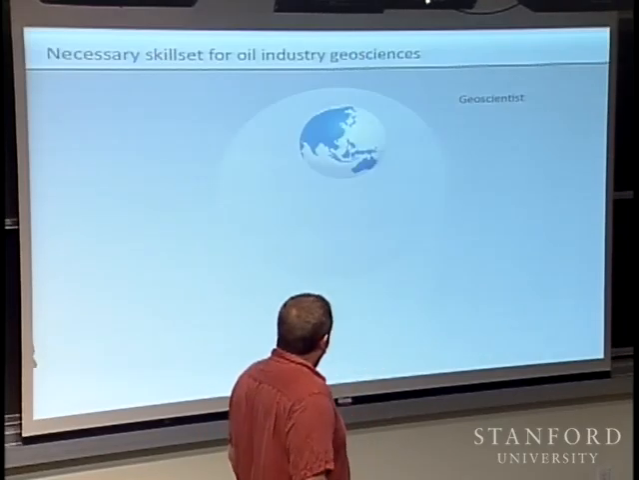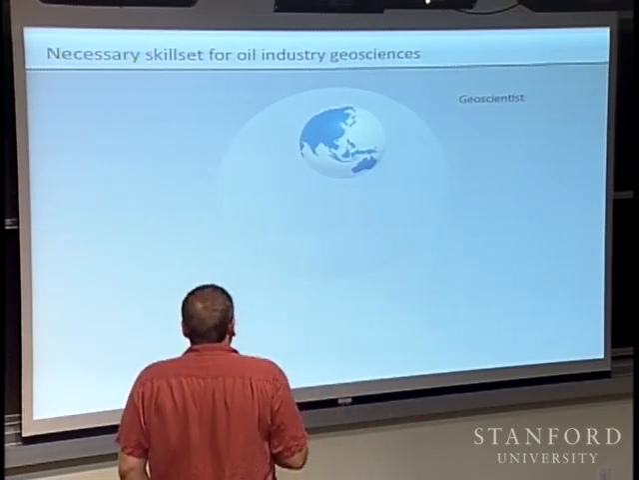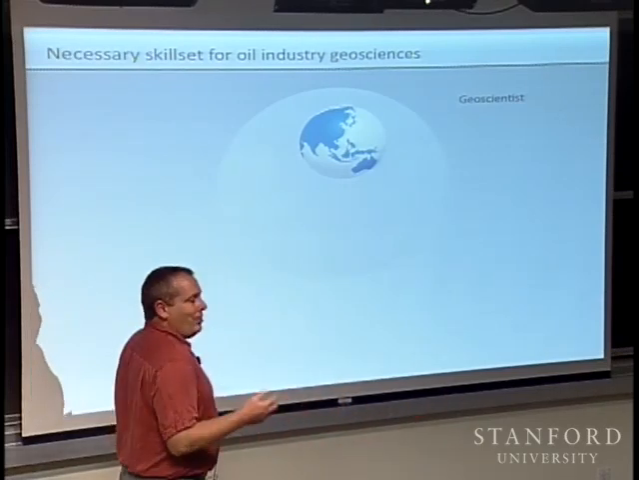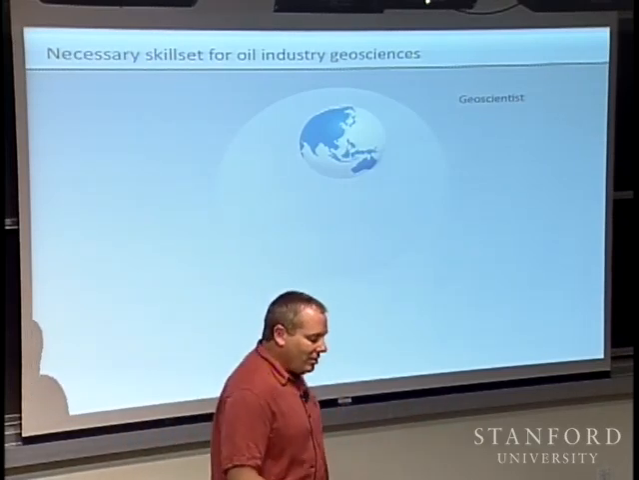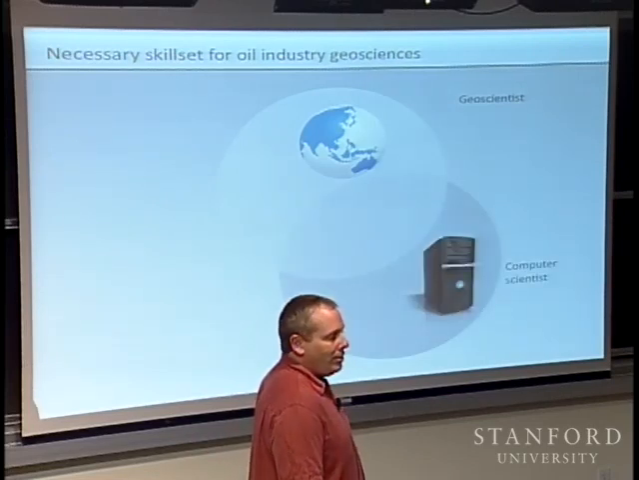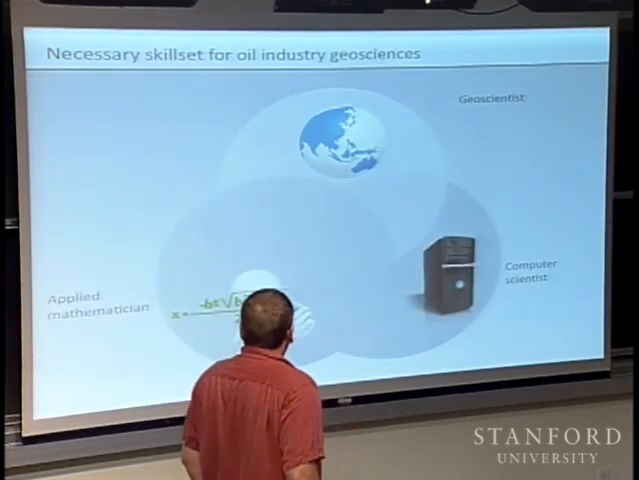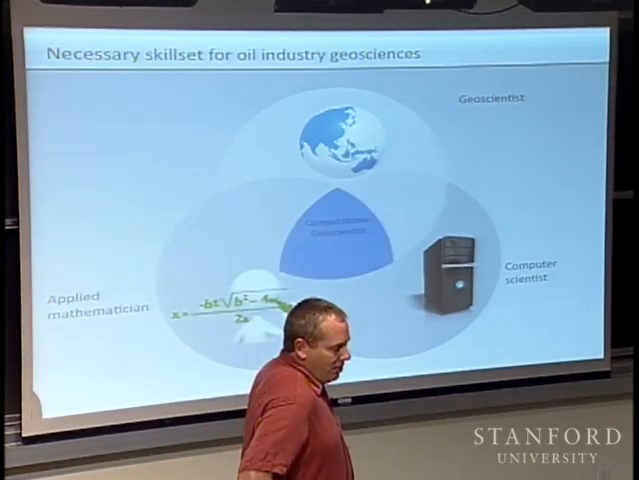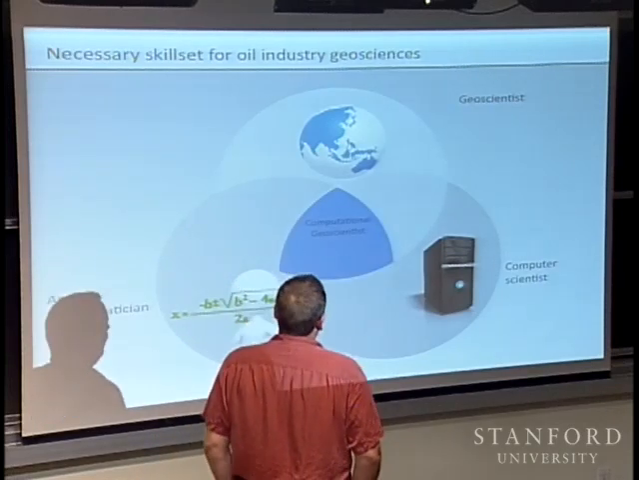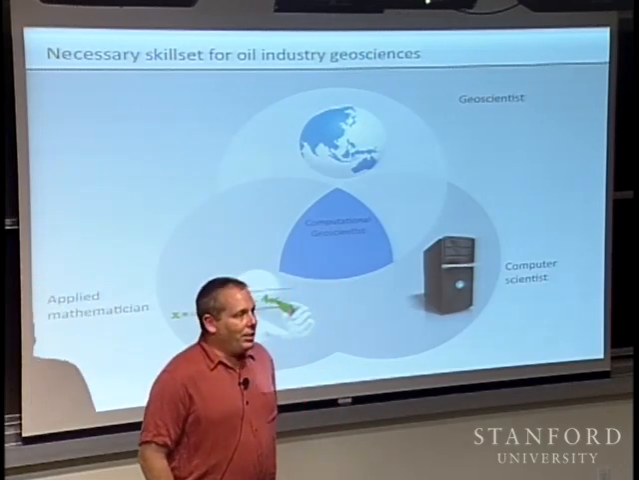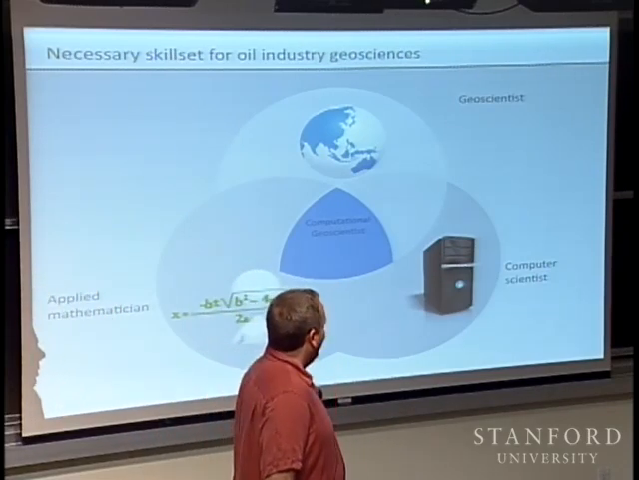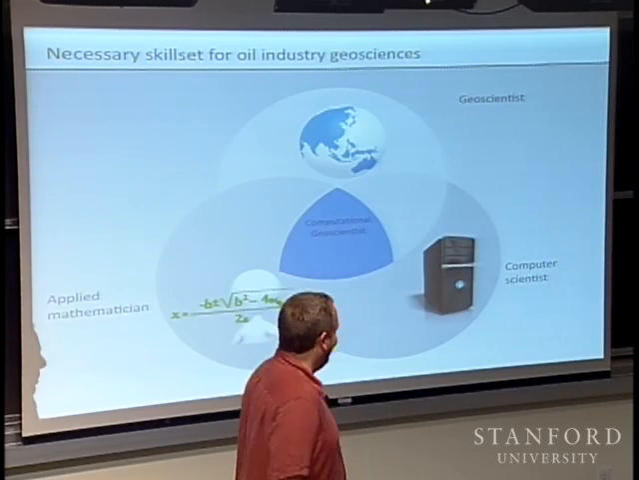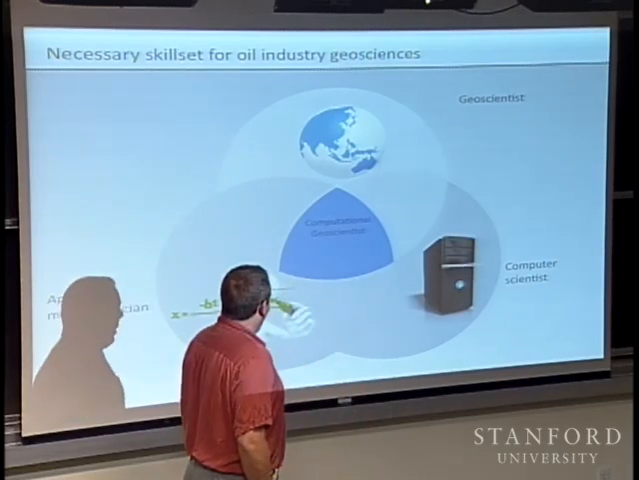Yeah. So, to really do this, you have to understand geoscience. You have to have some knowledge of computer science. You have to be able to do some applied mathematics. And if you can do that, you're what's called a computational geoscientist. And this is a kind of growing field here. And I'm saying this to a computer science audience.